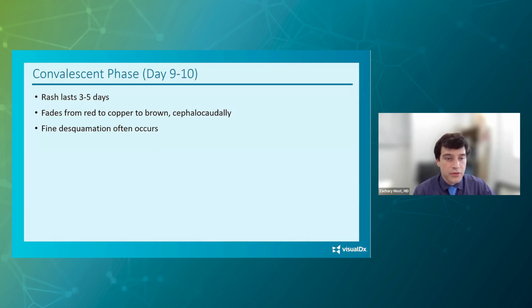So after the rash starts to subside, patients can enter a convalescent phase. Classically, there's a description of the rash fading from red to copper to brown, and it fades in the same pattern at which it appeared, cephalocaudally. And so if you do see somebody in this phase, they might not have much rash at all on their face or their torso, and maybe it's just on the extremities at this point. And as the rash resolves, a fine desquamation can occur, but it doesn't typically lead to any permanent scarring.